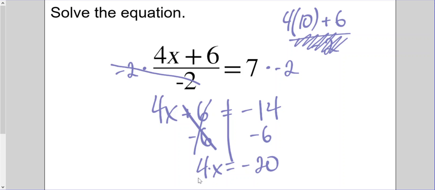And my last step, canceling out this multiplication, I'm going to divide by 4 on both sides. That gives me x equals negative 5.